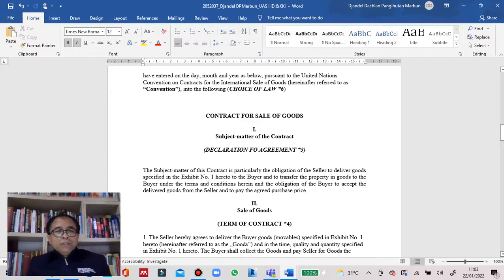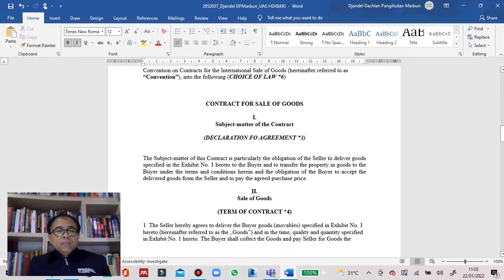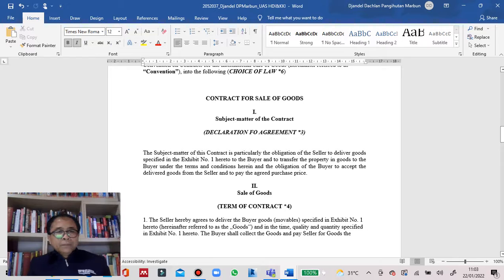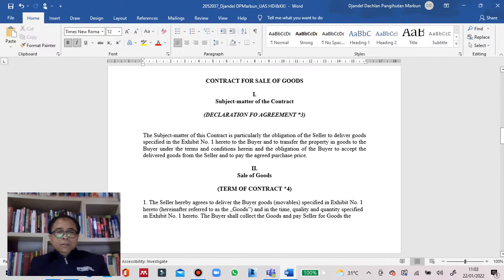The subject matter of this contract is particularly the obligation of the seller to deliver goods specified in exhibit number 1 hereto to the buyer and to transfer the property in goods to the buyer under the terms and conditions herein, and the obligation of the buyer to accept the delivered goods from the seller and to pay the agreed purchase price. Sale of goods, or we call it in the structure, terms of contract.